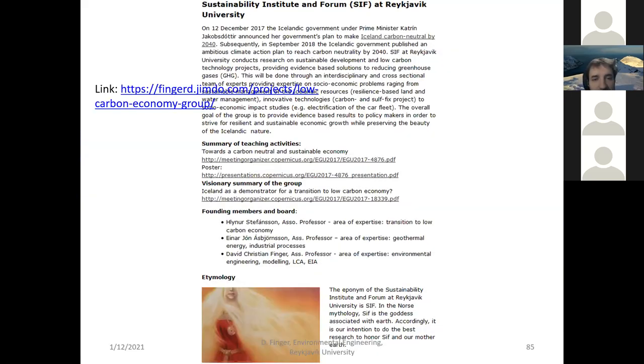So then, especially since about 2 years, we're looking at low carbon energy projects. This is mostly through the Sustainable Institute and Forum. This is an institute that was established actually 2 years ago, but officially we are online since last year. There are various different projects ongoing, all investigating low carbon energy projects or other projects that adhere to the sustainable development goals of the United Nations. You might take a look at the website and get in contact with some of the staff members from Reykjavik University if you're interested in it.